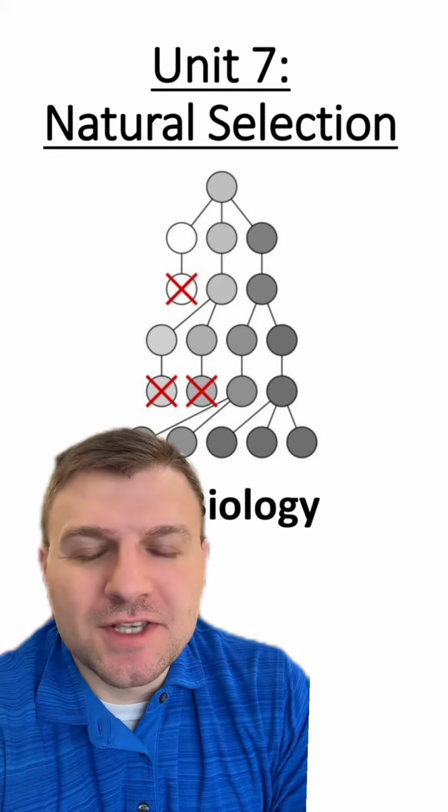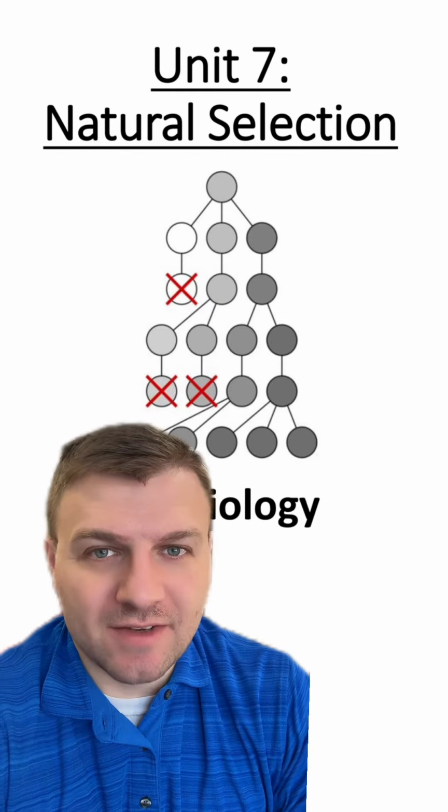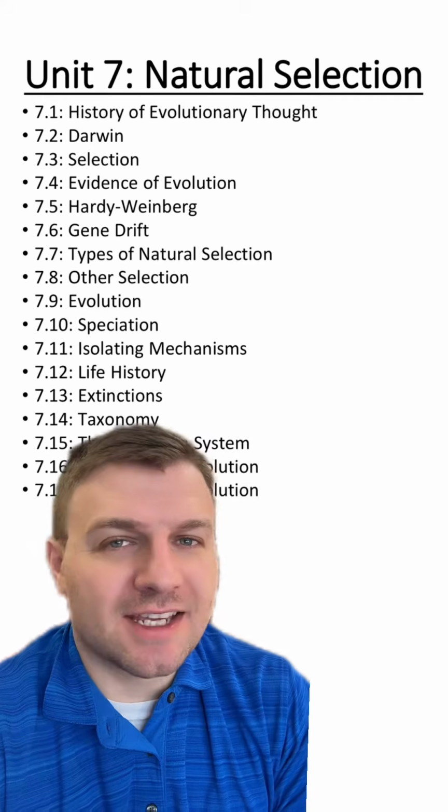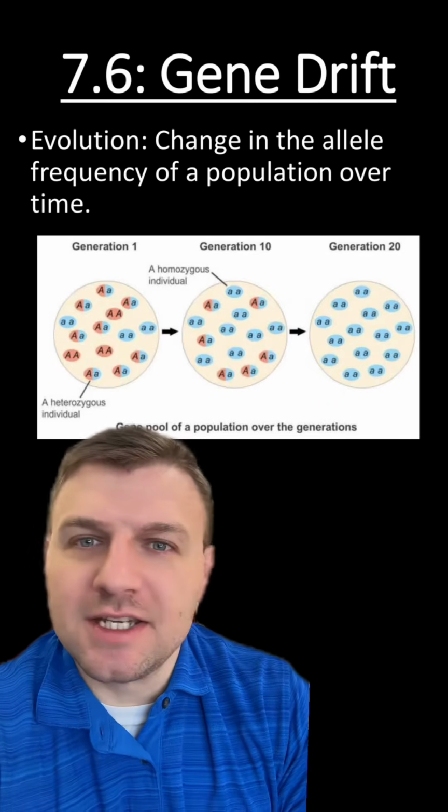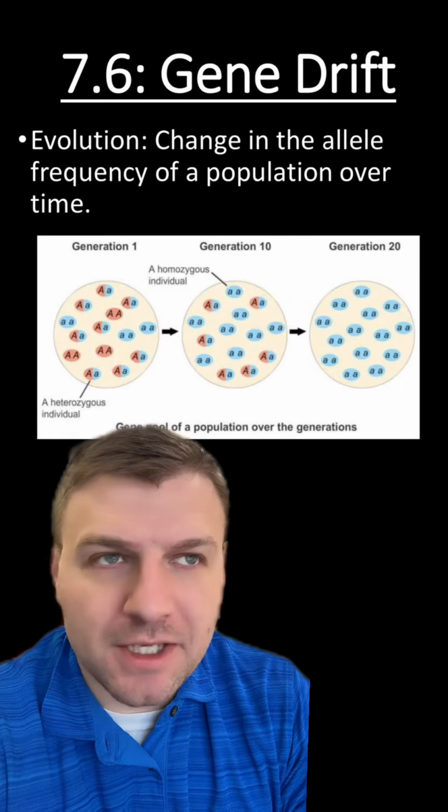Hello AP Biology students, let's go over the sixth section in Unit 7. In this section, we're going to talk about something called genetic drift. Remember that evolution is the change in allele frequency of a population over time.